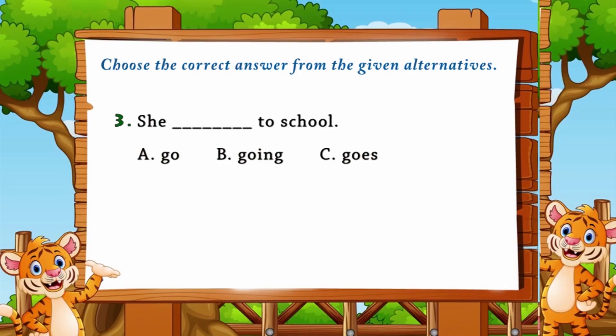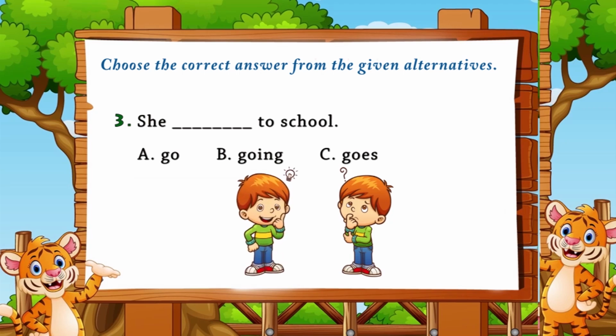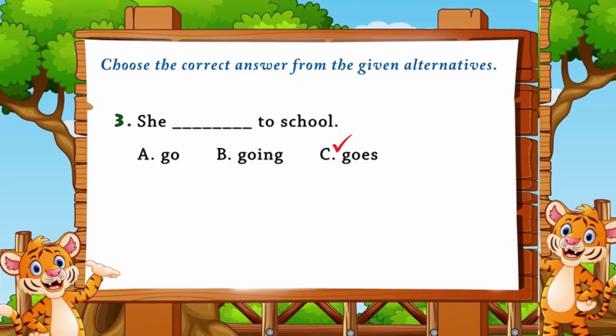Number three. She blank to school. A, go. B, going. C, goes. The answer is C, goes. She goes to school.